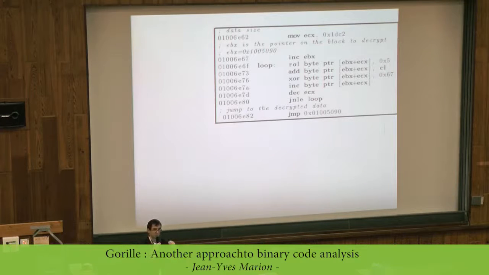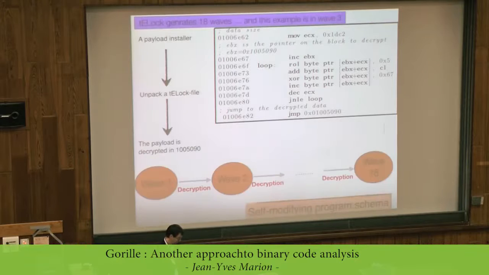So one way to look at the second wave is to run the program in order to see what is inside the second wave. So exactly what we are going to do, that means that at first we have some payload installer, which will deploy several waves. And then at some point there is a jump, and then the payload is running. That means the real program is there.